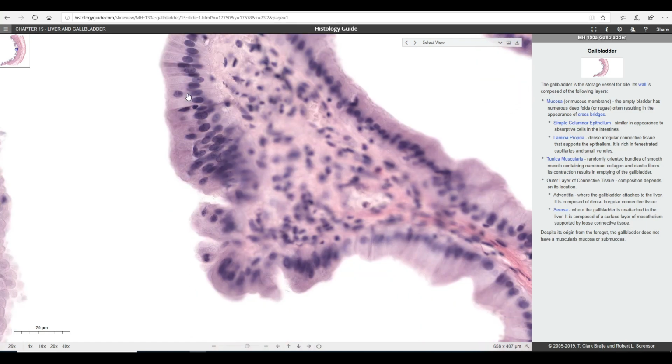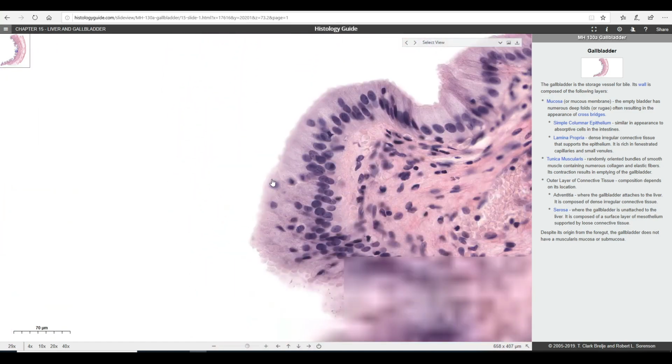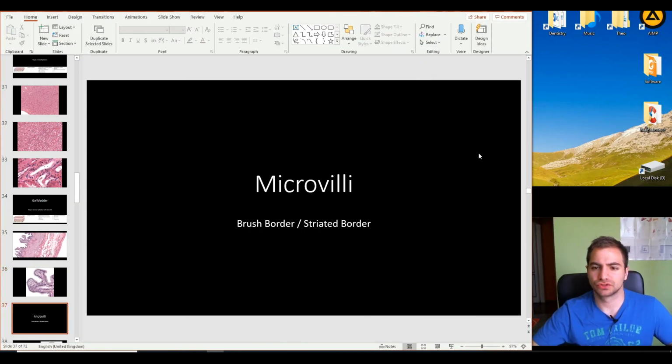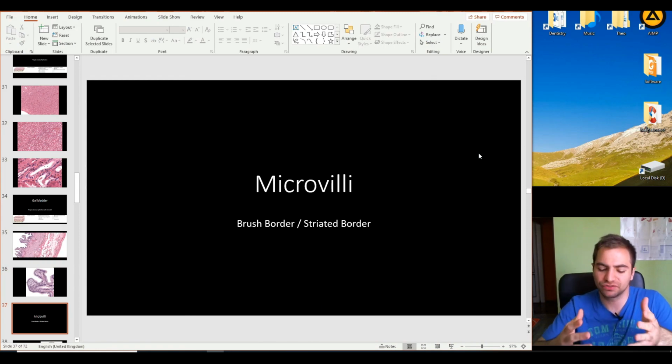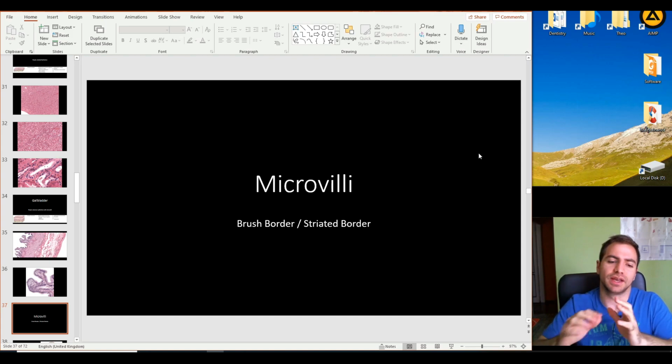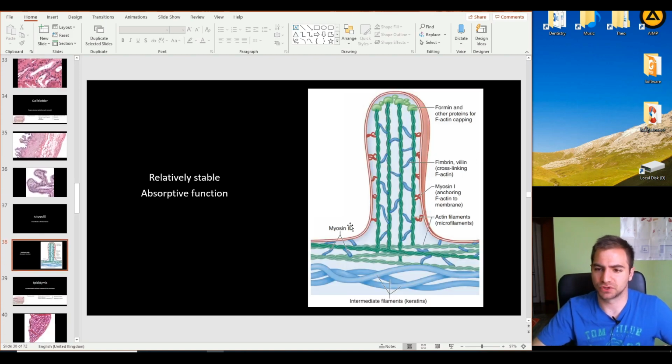Now, on top of it, we can find microvilli. These wave-like structures, this wave-like appearance, is the structure of the microvilli. What is the function of microvilli? What's the purpose of microvilli? This is the first example of a special apical specialization of the epithelia. The function of the microvilli, also called brush border or striated border, is absorption. The point is to absorb molecules. And this is a very nice picture of what it actually looks like.